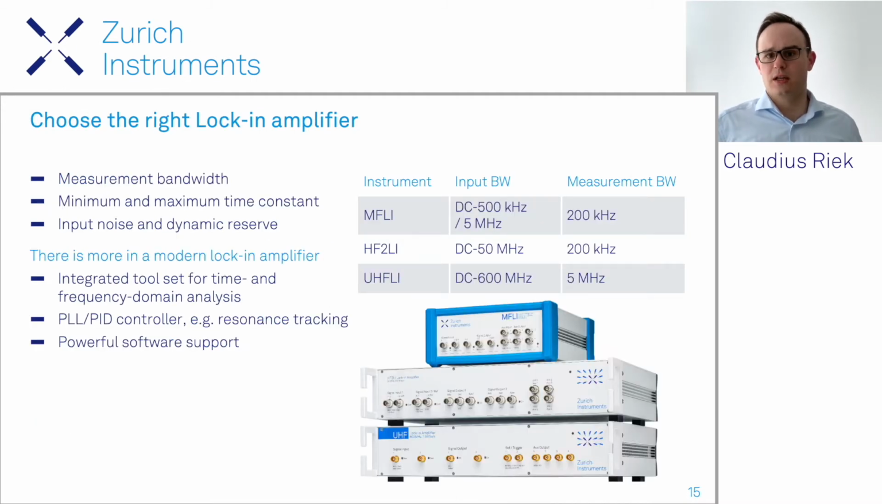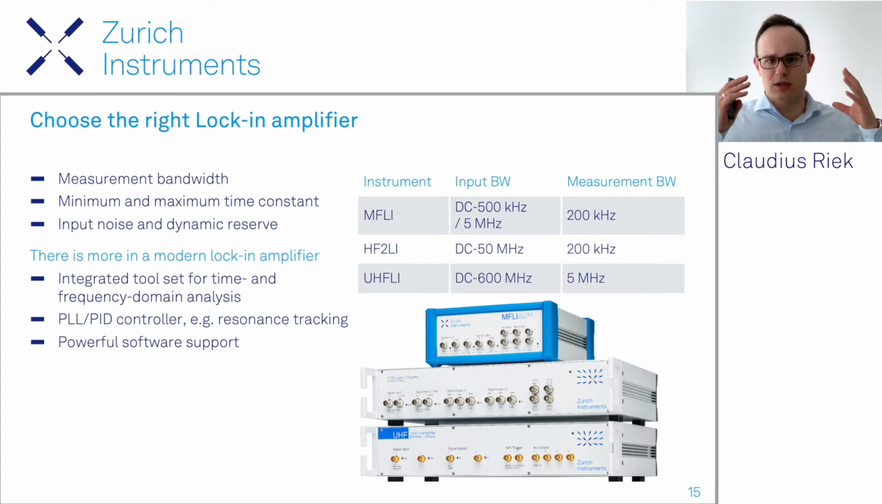Now, if you choose a certain modulation frequency, of course you have to have the lock-in amplifier which fits that. And here we list kind of the portfolio of ours. We distinguish between 3 different lock-in amplifiers, the MFLI going up to 5 MHz, the HF2LI up to 50 MHz, and the UHFLI is the one which goes up to 600 MHz. But what is maybe even more important than the pure input bandwidth is the measurement bandwidth, because this defines how fast you can measure. And of course the other elements like having good signal, having a low input noise, and the dynamic reserve. The measurement bandwidth here is, for example, up to 5 MHz on our UHFLI.